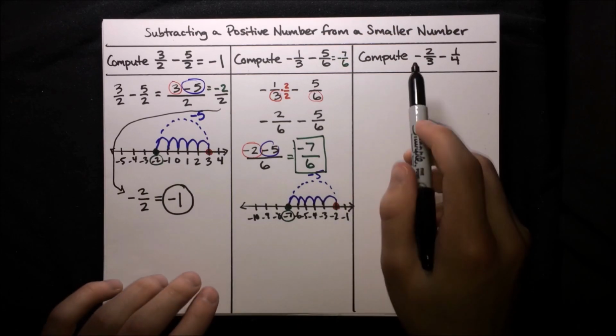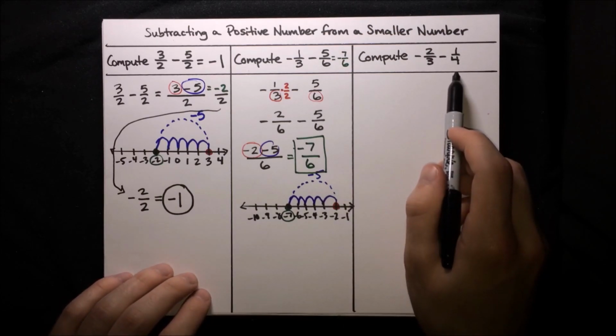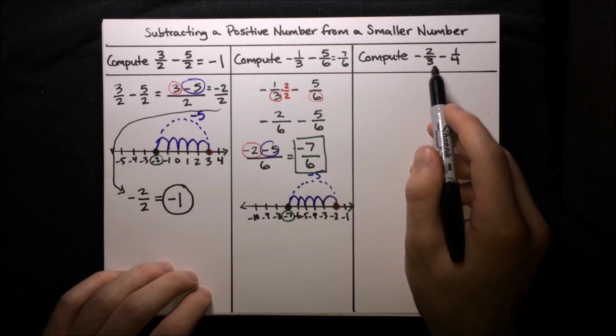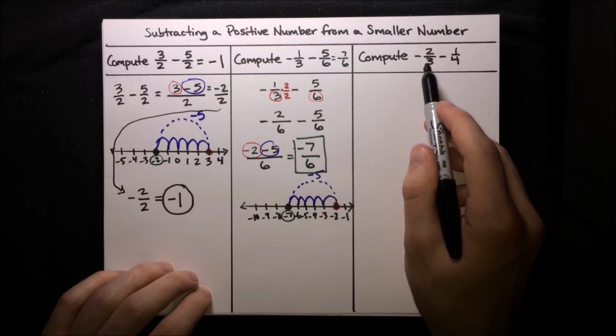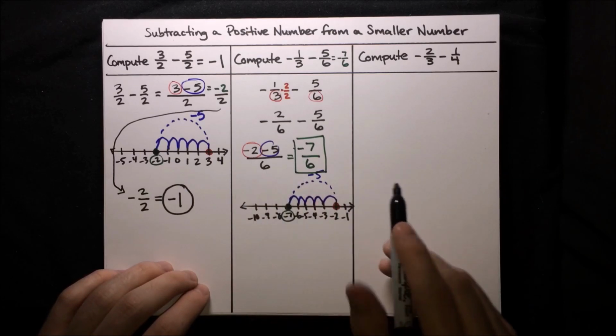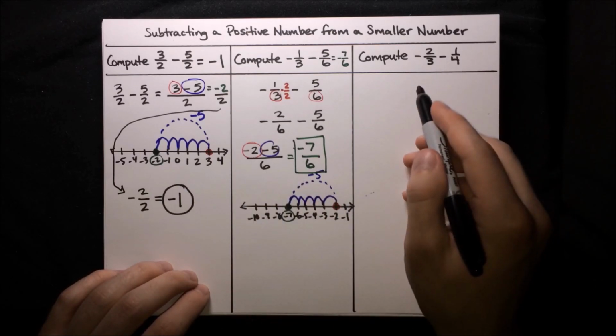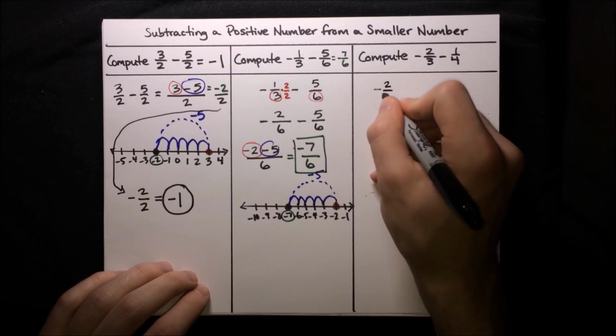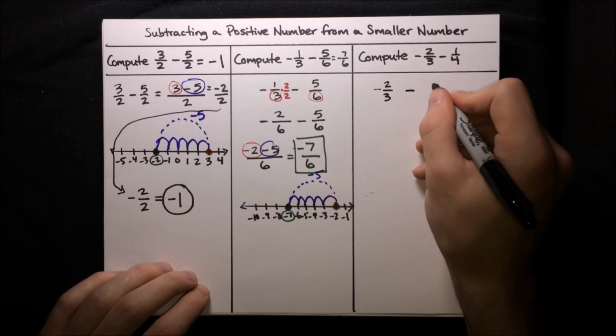All right, now we want to compute -2/3 minus 1/4, and that's going to be a similar procedure. Again, we have different denominators, so before we even get into the subtraction and number line, let's convert these two fractions to have the same denominator. So write it down again, -2/3, and then minus 1/4.